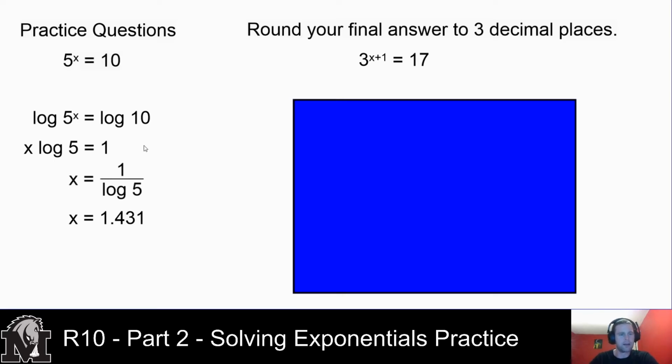After applying the common log, I apply the power rule to move the exponent out in front of the logarithm. And I want to solve for x, so I have to get x by itself. I divide both sides by log 5, and then I evaluate this in my calculator.